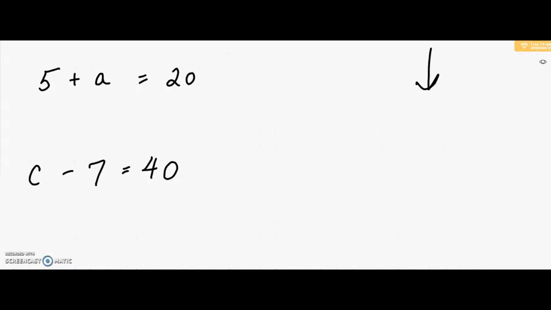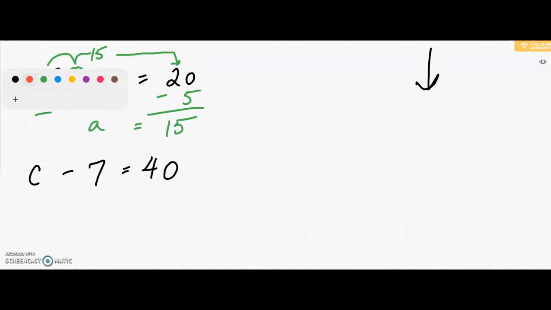I'm going to give you an example with these two problems that I posted up here. I want you to look at the sign. The sign is add. The opposite is subtract. So you're going to do 20 minus 5, which gives you an answer of 15. That means A equals 15. If you plugged 15 into the equation to check it, 5 plus 15 will get you 20.